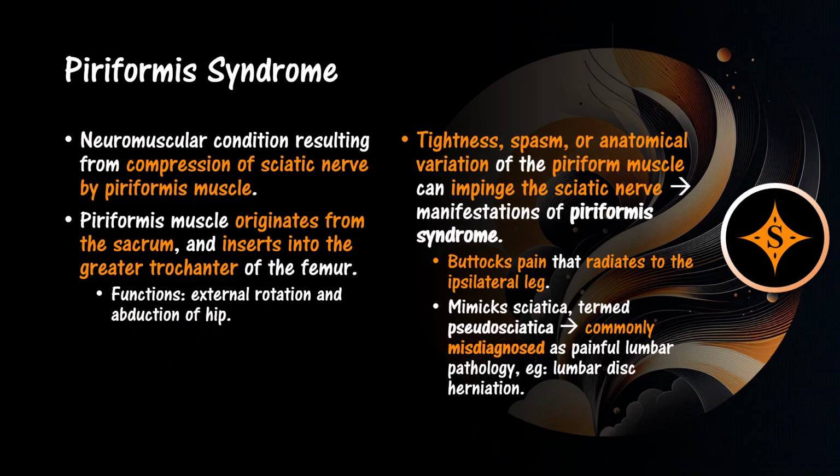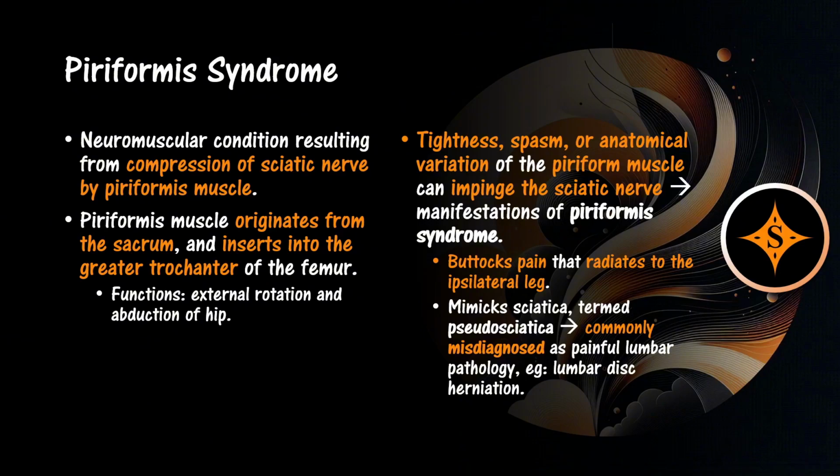So, as we have mentioned before, piriformis syndrome is basically a condition that involves the nerve and the muscle, in this case the sciatic nerve, being irritated by pressure from the piriformis muscle. The function of the piriformis muscle itself is external rotation and abduction of the hip. And tightness, spasm, or anatomical variations may produce a higher likelihood of piriformis syndrome occurring in a patient.